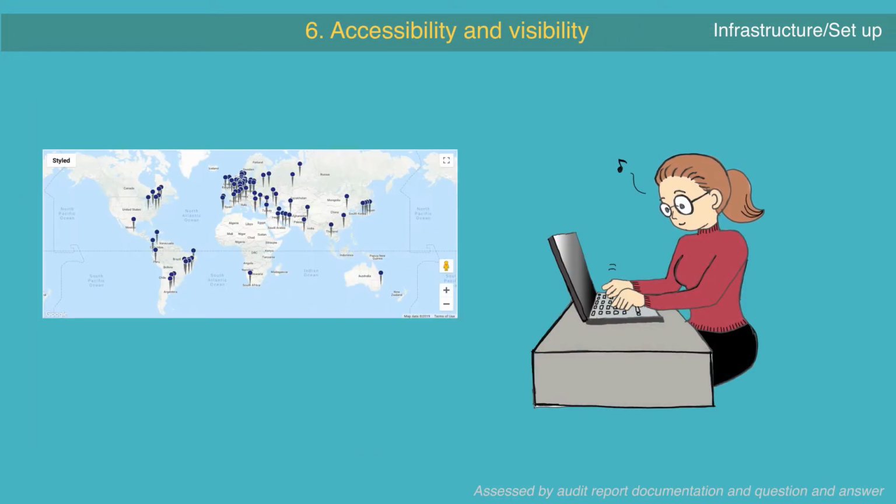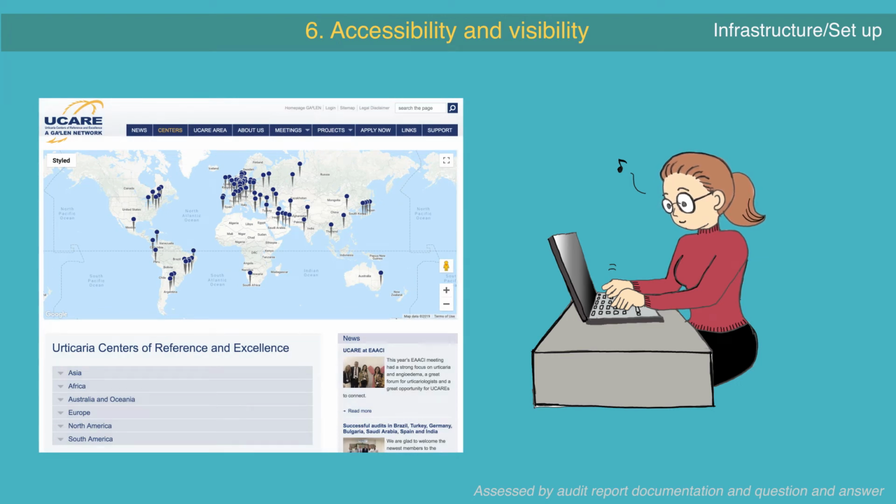Number 6. Accessibility and visibility. The centre should provide information on how it can be found on the web and how it interacts with physicians in the region as well as patient organisations. The contact information for the Urticaria Centre needs to be visible on the website, with specific contact information for patients and when the Urticaria Clinic holds their patient consultations.